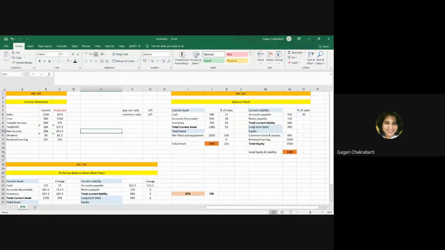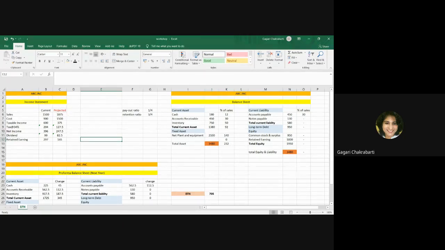So this company has a payout ratio of 1/4 and the retention ratio of 3/4. Of course, you can always change that. Therefore, you can calculate the retained earning and the dividend from here. So this dividend is nothing but this net income times this payout ratio, as is mentioned here. And the retained earning is nothing but this net income multiplied by the retention ratio. So this is the current scenario.